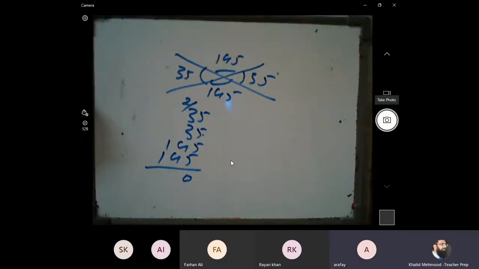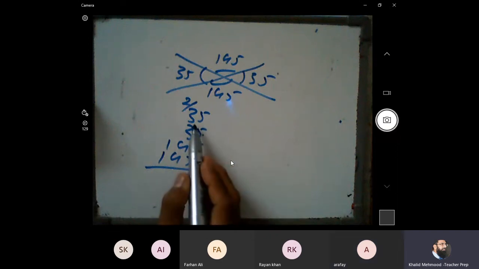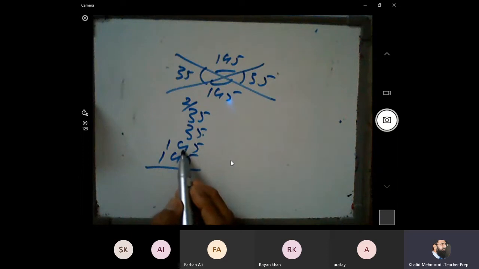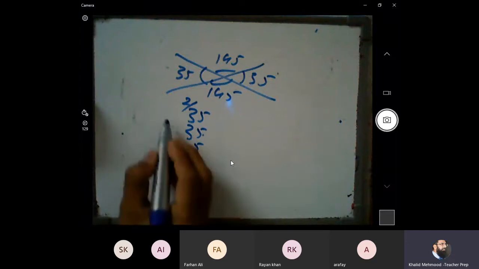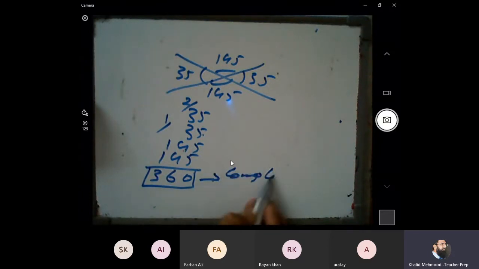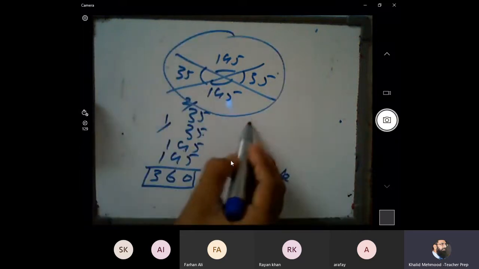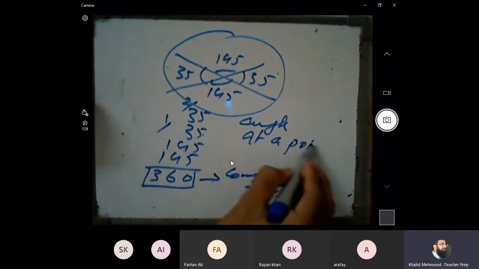Yes. Okay. So now we have done addition of this. Now this is 3 plus 3, 6, 6 plus 4, 10, 10 plus 4, 14, 14 plus 2 is 16, and 1 is remaining. So 1 plus 1 plus 1 is 3. So 360 degree is a complete angle. So these are also angle at a point.